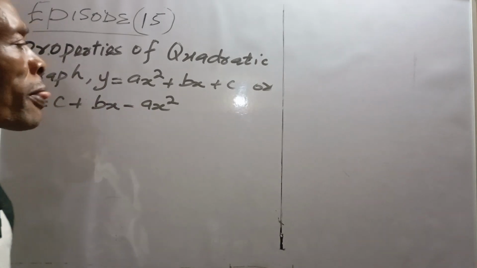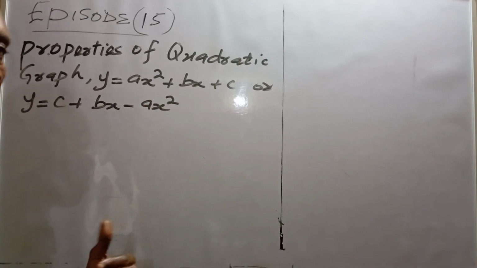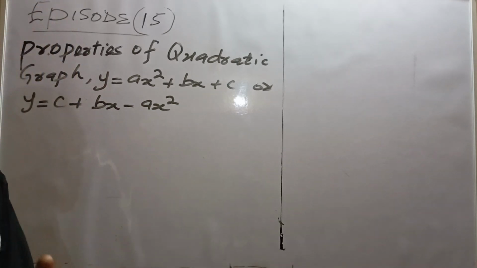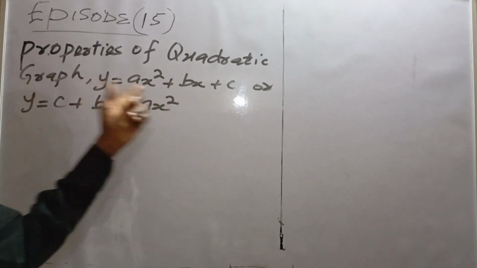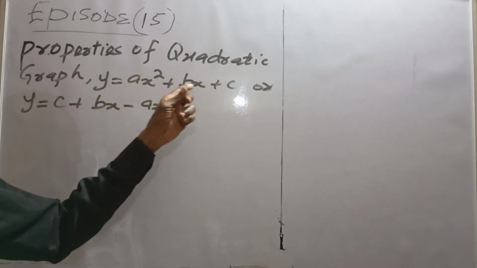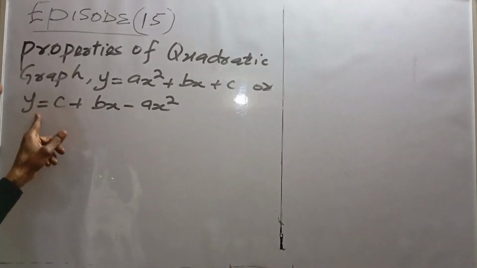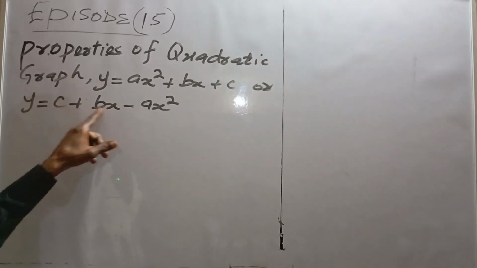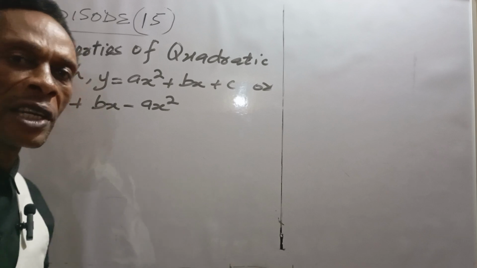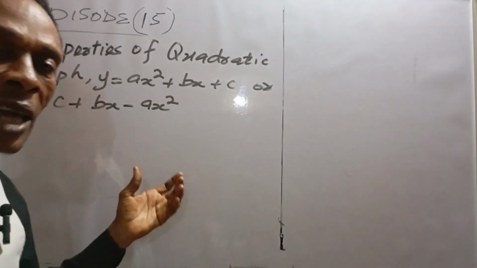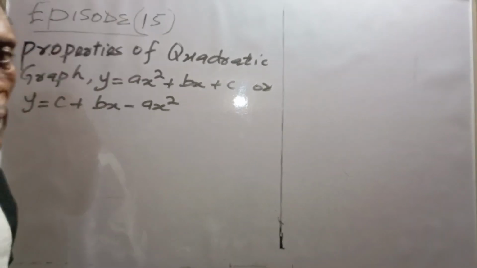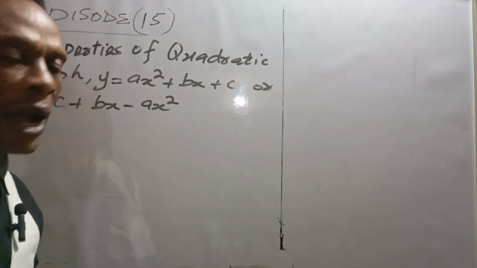Yes, the properties of quadratic graph. In the first place, a quadratic graph has a general form, which we have seen on the board, that is y equals ax squared plus bx plus c, or y equals c plus bx minus ax squared. This is the general form of a quadratic graph, and the graphical representation is what we call a parabola.